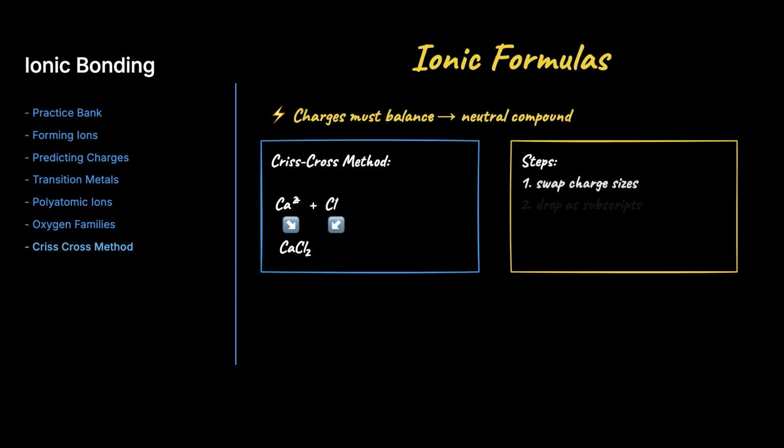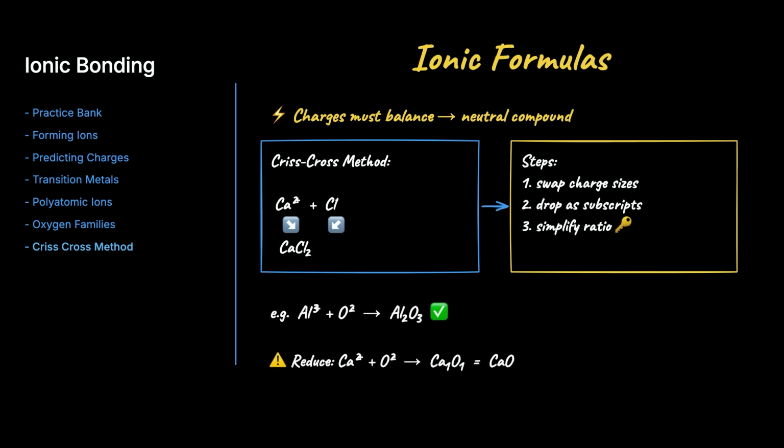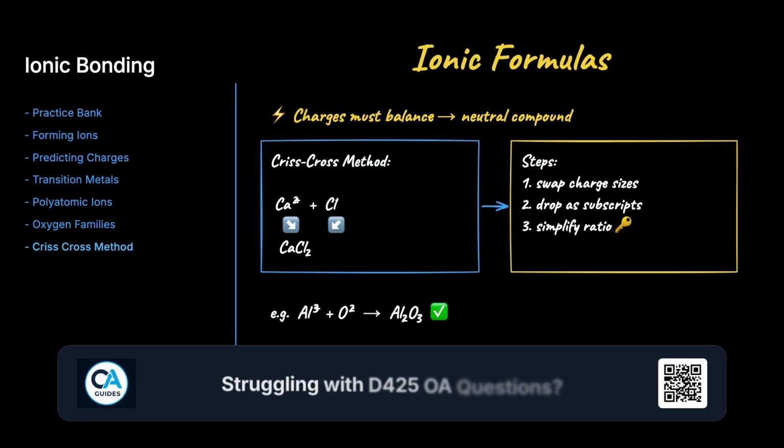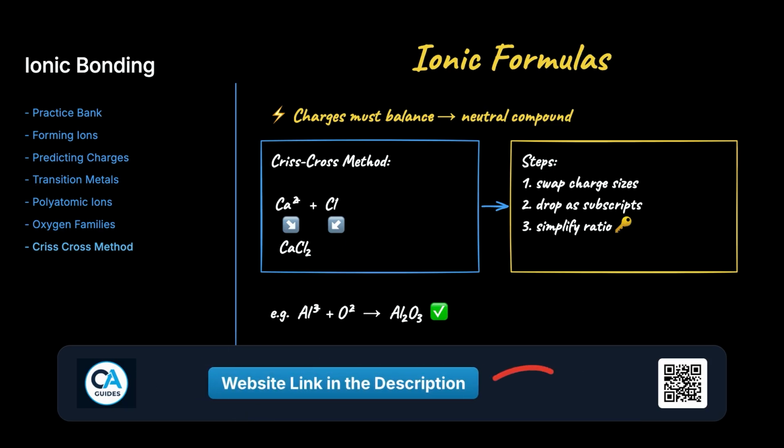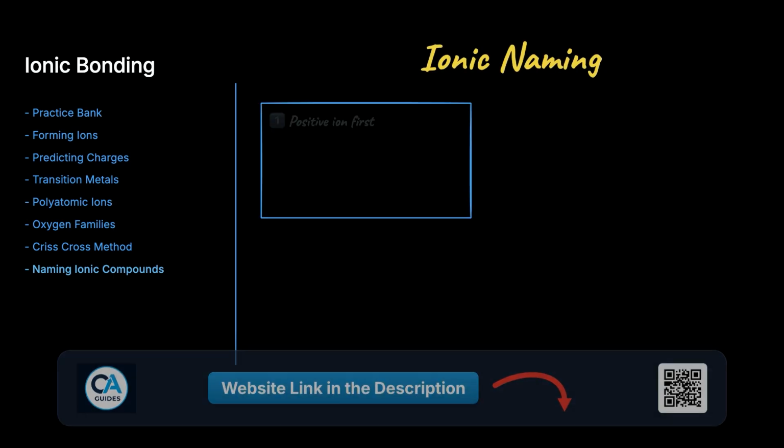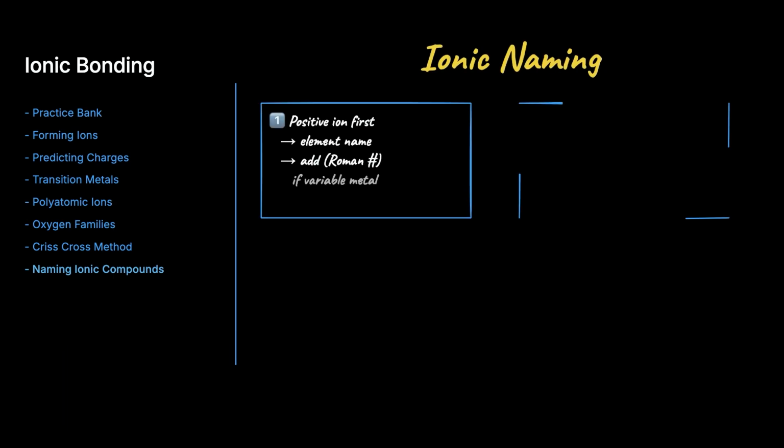To write an ionic formula, remember the compound must be electrically neutral, so positive and negative charges balance perfectly. The shortcut is the crisscross method. You take the size of each ion's charge and drop it down as the subscript of the other ion. Always reduce to the simplest whole number ratio at the end. Naming ionic compounds follows a clean, predictable pattern.